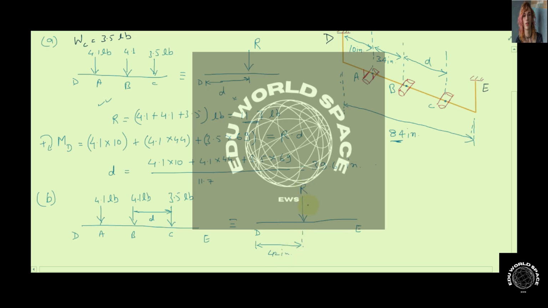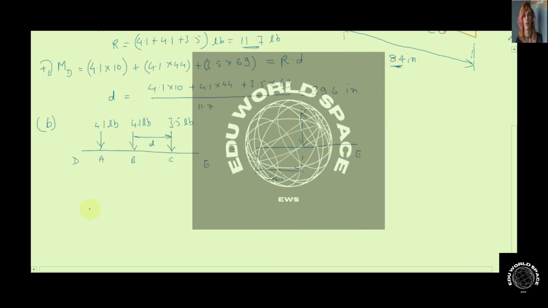Now, this is our equivalent system. In the equivalent system, if we balance the force, R comes out to be the summation of all these forces, which will be 4.1 plus 4.1 plus 3.5 pound, and which comes out to be 11.7 pound. Obviously no extra force is going to work here, that's why the same result as the previous part. So the resultant force will be 11.7 pound.